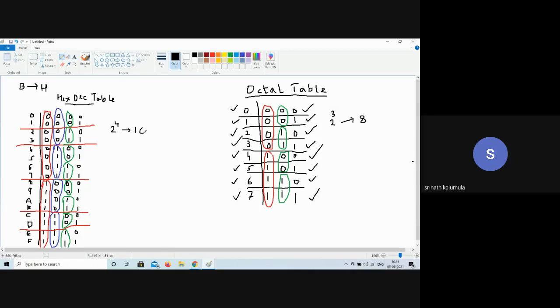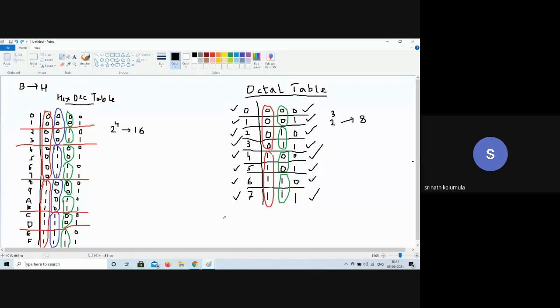Okay, 16. What are the 16? The 16 are 0, 1, 2, 3, and so on up to F. Totally 16. That is why I should take 4-bit combinations. In octal I should take 3-bit combinations. Why 3-bit combinations? Because I want values from 0 to 7. Okay, people? Got it? I hope you have understood it.